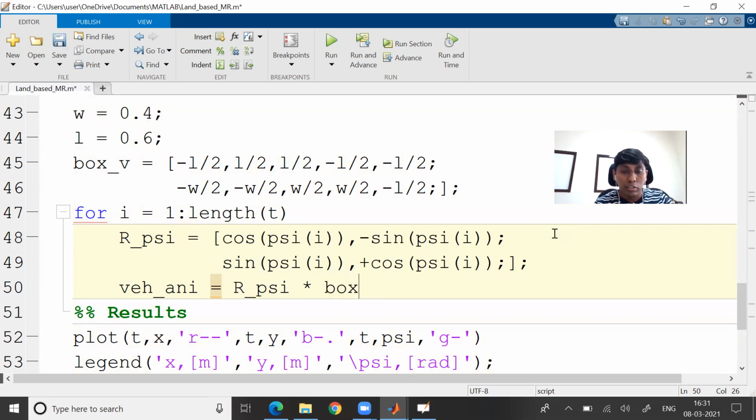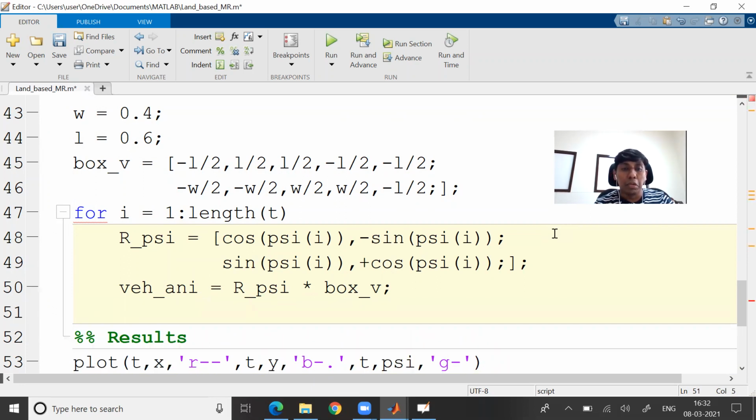So now the box underscore V would have 2 cross 5, but this is actually 2 cross 2. So obviously, finally, you will get again 2 cross 5. So now the vehicle animation would have 2 cross 5. So I can take it. Now if I add this with my vehicle position, that will change that. So that is what I'm going to show here.